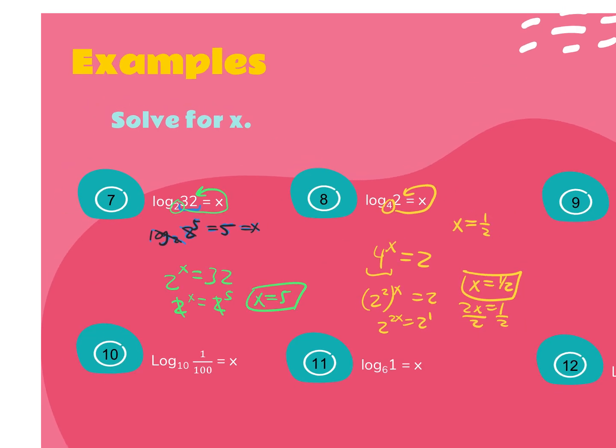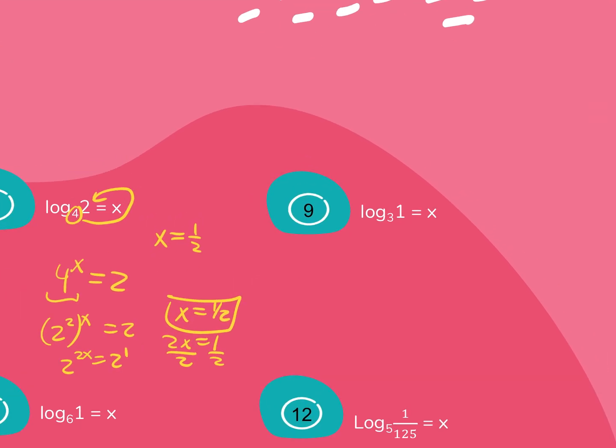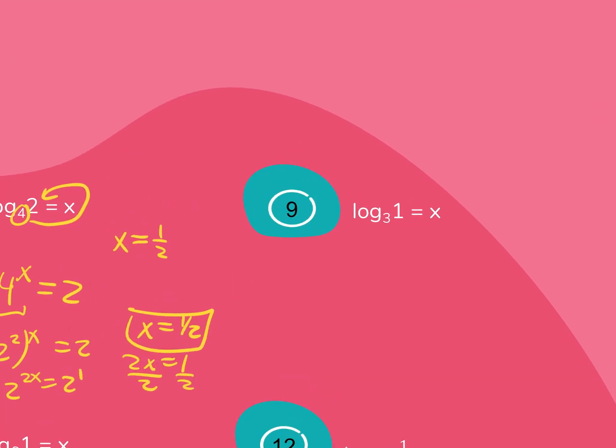Same thing with the next one. If I have log base 3 of 1 equals x, change it to exponential form.